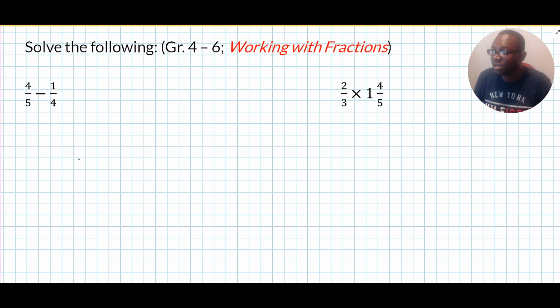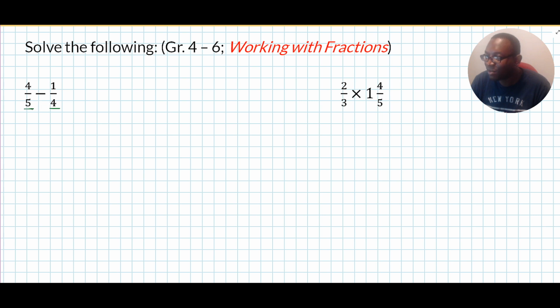Okay, let's go ahead and look at these fractions together. Let's look at the first one. So we have 4 over 5 minus 1 over 4. So the first thing you always want to do with subtraction or addition of fractions is make sure you have a common denominator. Here we don't, so we need to find our common denominator.